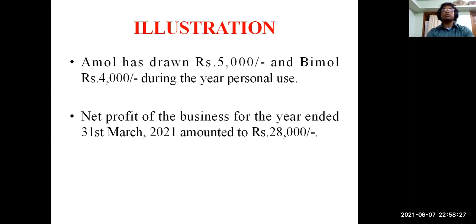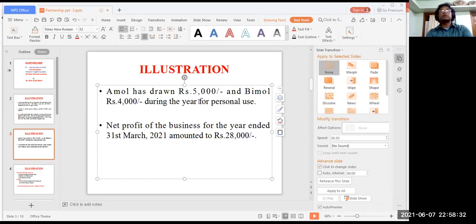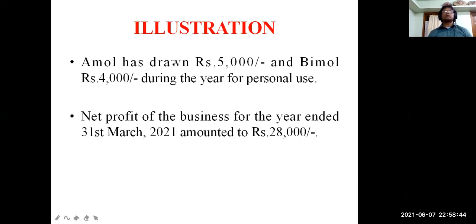I have not written it very quickly, so let me write it here also, it will be better for understanding because I'm creating the question in front of you. It will be for personal use. So Amol has drawn rupees 5,000 and Bimol has drawn rupees 4,000 during the year for personal use, correct? And the most important point to note here: the net profit of the business for the year ended 31st March 2021, means after one year, has come to rupees 28,000. So this is what the question is all about.